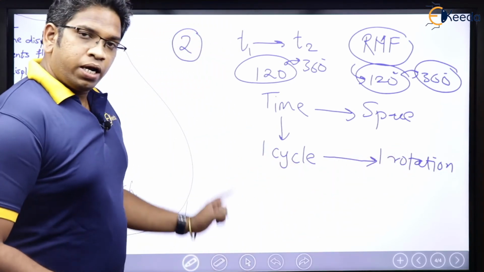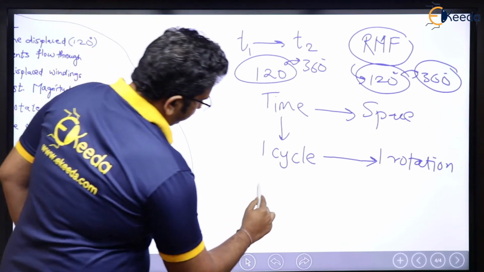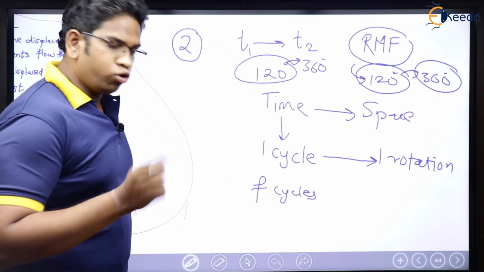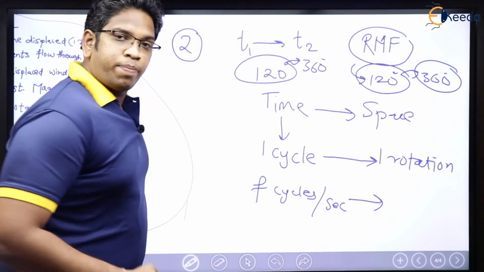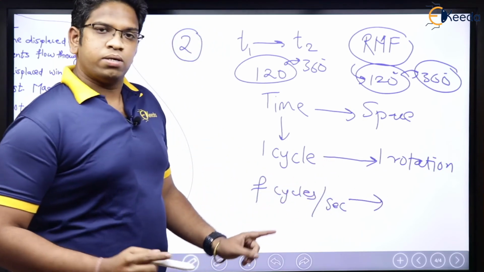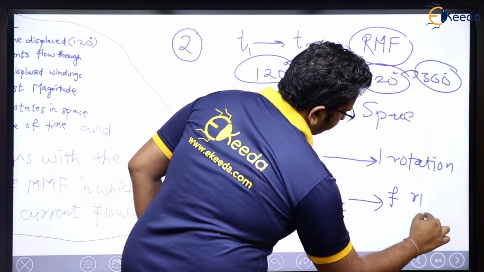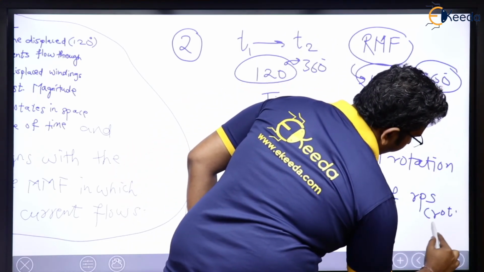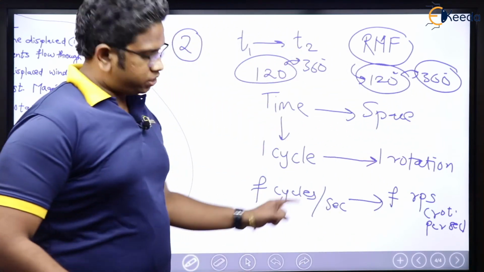Now, let us think about F cycles. F number of cycles per second. Then in space, what will I get? I will get F rotations per second, which means F RPS. What is RPS? Rotations per second. This is for F.